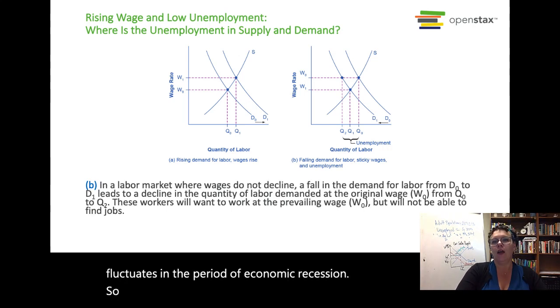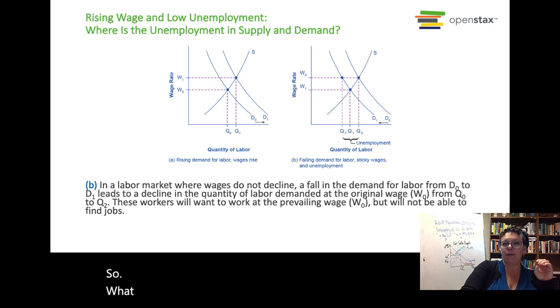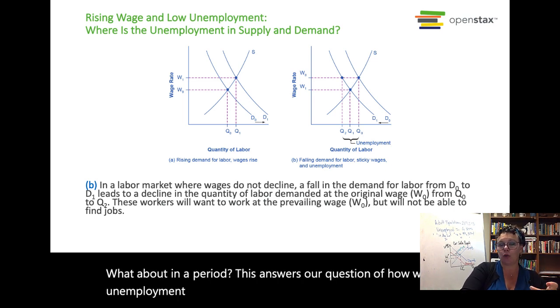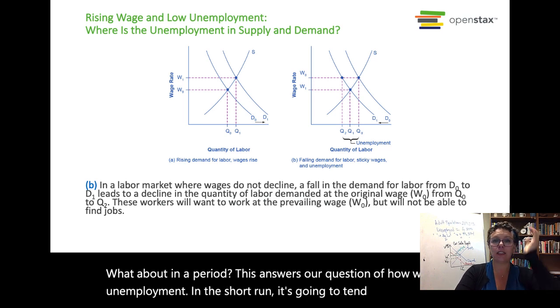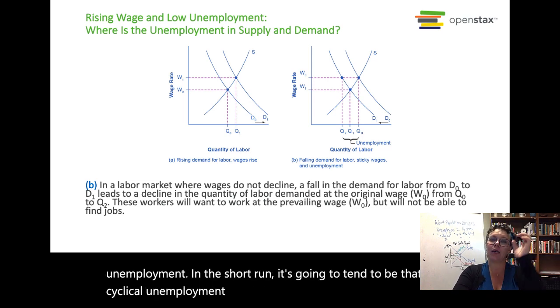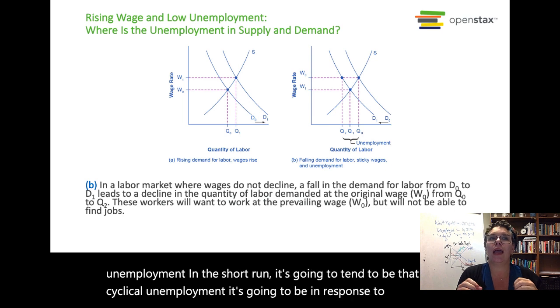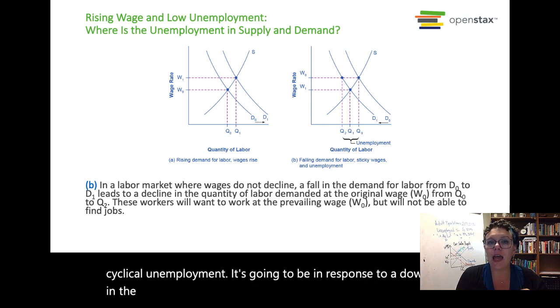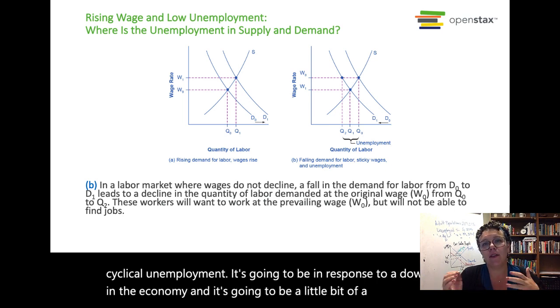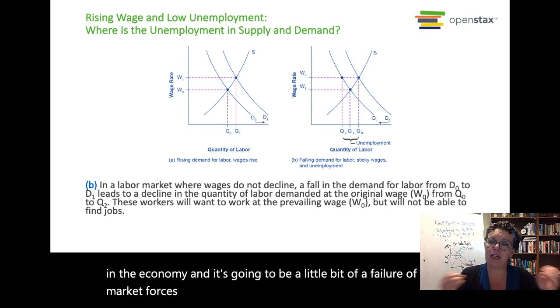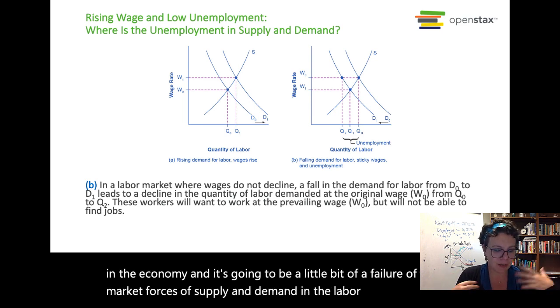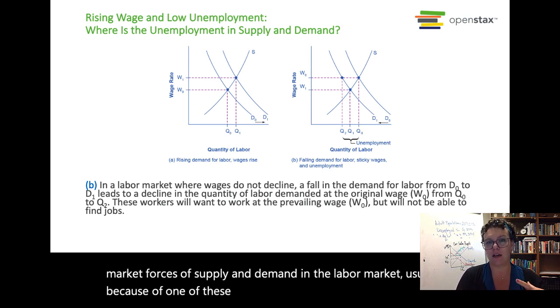So, what about in a period? This answers our question of how we see unemployment in the short run. It's going to tend to be cyclical unemployment. It's going to be in response to a downturn in the economy, and it's going to be a bit of a failure of the market forces of supply and demand in the labor market, usually because of one of these causes of the stickiness of downward wages.